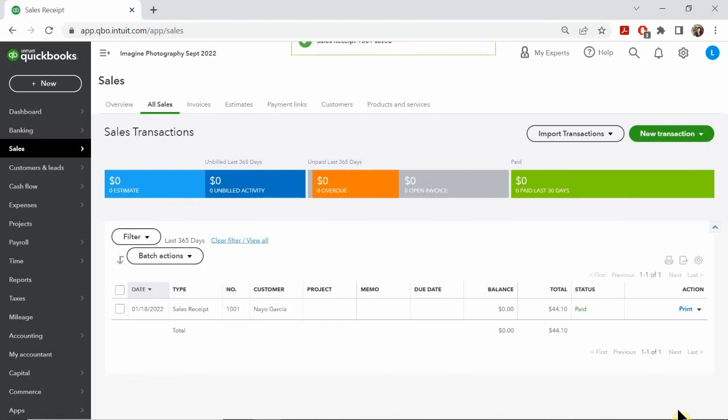So there's my first sale that I had for Imagine Photography, right? Here it is. It's a sales receipt, and we collected $44.10 worth of sales. Okay? So again, if you have a status on here, it's just going to say that it's been paid. So right there, it has been paid, right? And that Nao Garcia owes me nothing, right? Because she paid at time of sale.